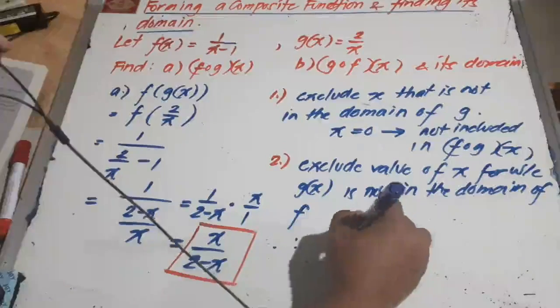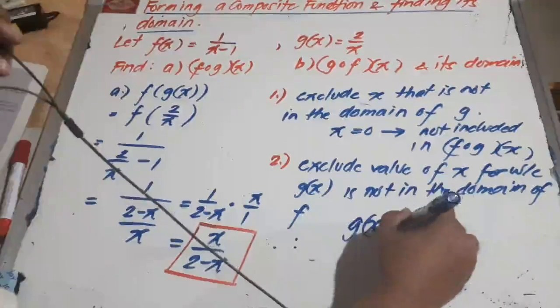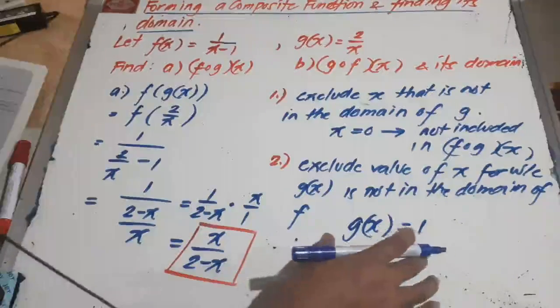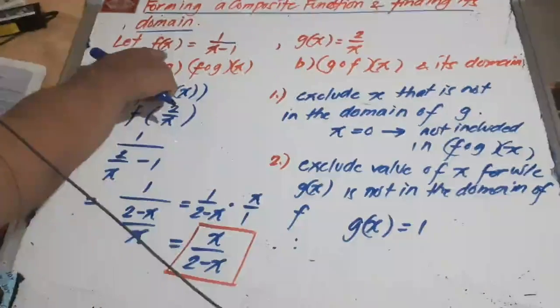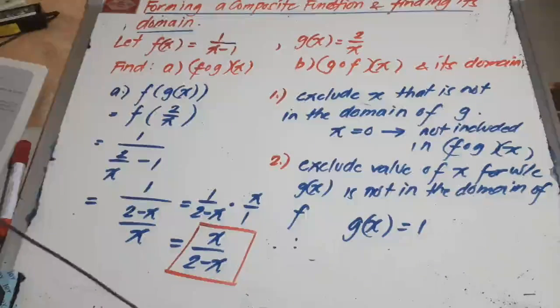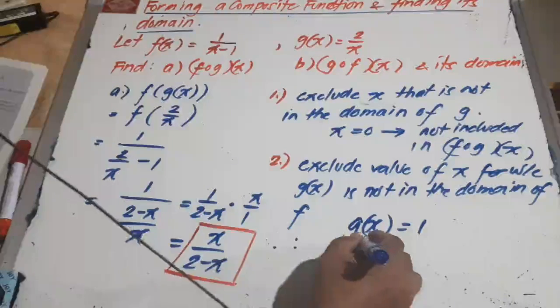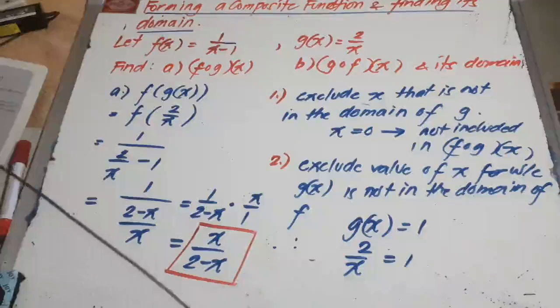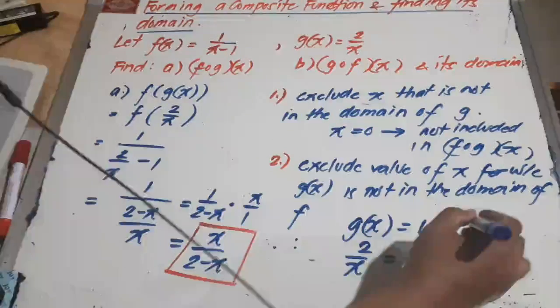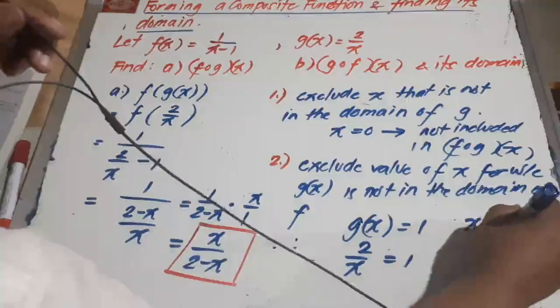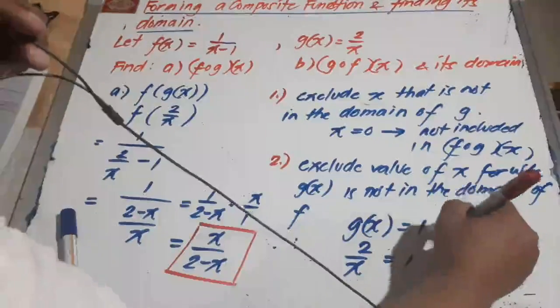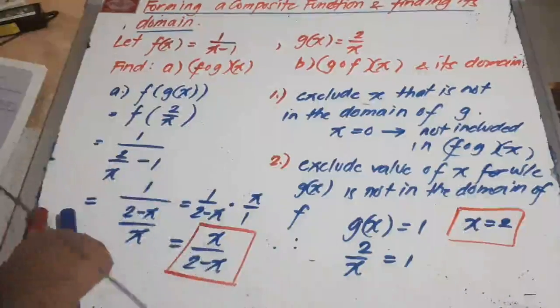So we have g of x is equal to 1. I-exclude natin yung value ni x when g of x equals 1, kasi si 1 ay hindi kasama sa domain ni f. Okay? g of x is 2 over x. So we solve for x when g of x equals 1. Therefore, x equals 2. So, yan ang ating hindi isasama sa domain of the composite function.